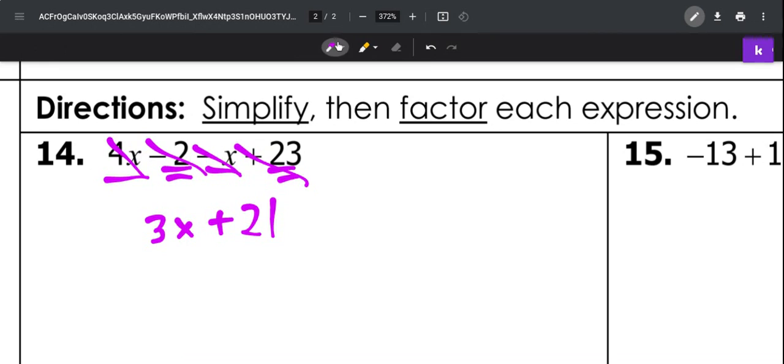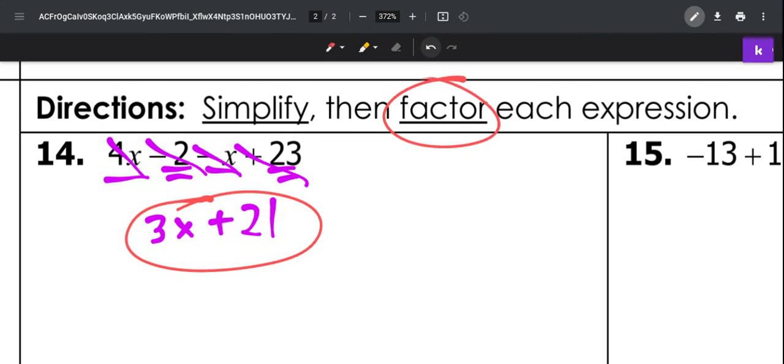Now, I want to factor this because before, when we did 2.4, we were saying, okay, this is the answer, now I'm finished. But now we're going to say, okay, this is not the answer. I want to factor it.